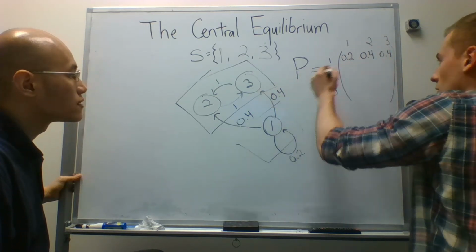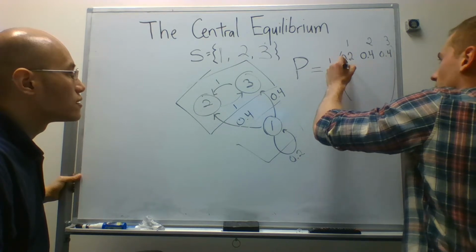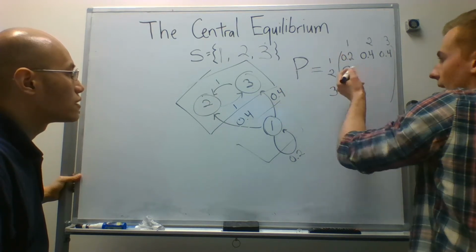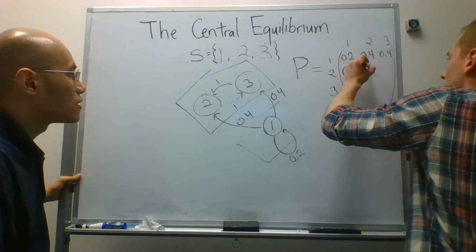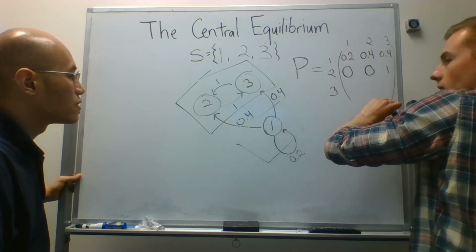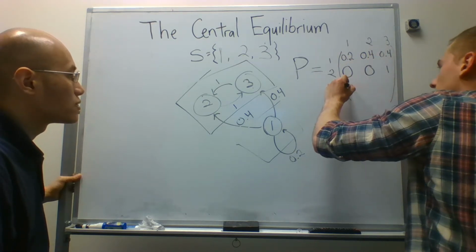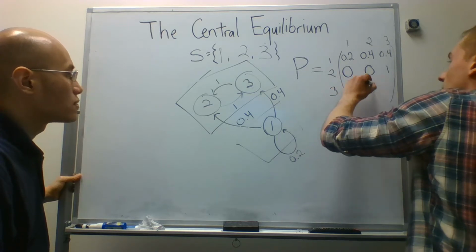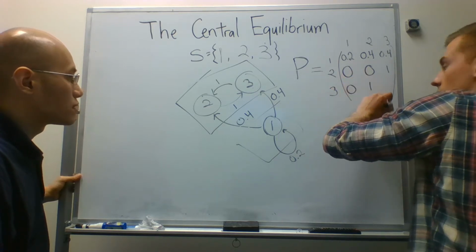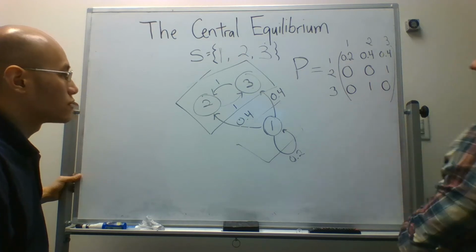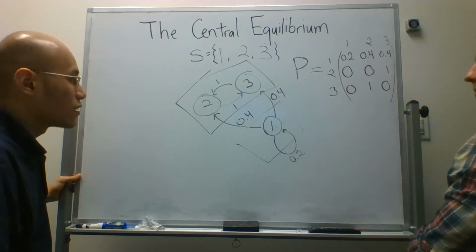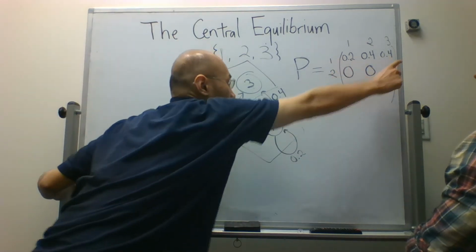From 2, we can't go back to 1, so there's a 0 there. From 2, we can't stay at 2, so there's a 0 there. But we can go to 3, so we have a 1. Similarly, from 3, we can't go to 1, so we get a 0. We can go to 2, and we're always going to go to 2. And we can't stay at 3, so there's another 0. And of course, they all add up to 1 along the rows.